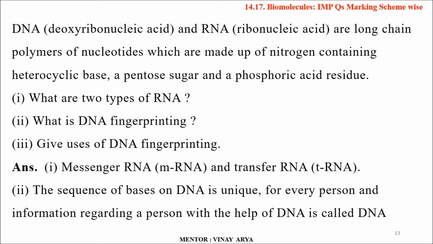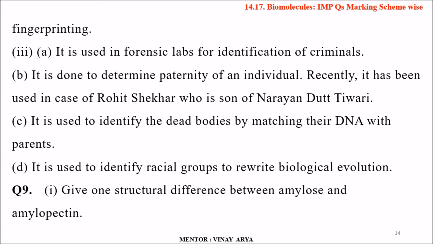Then second, the sequence of the bases of DNA is unique for each person, and obtaining information regarding a person with the help of DNA is called DNA fingerprinting. Third, A, it's used in forensic labs for identification of criminals. B, it is done to determine paternity of an individual.